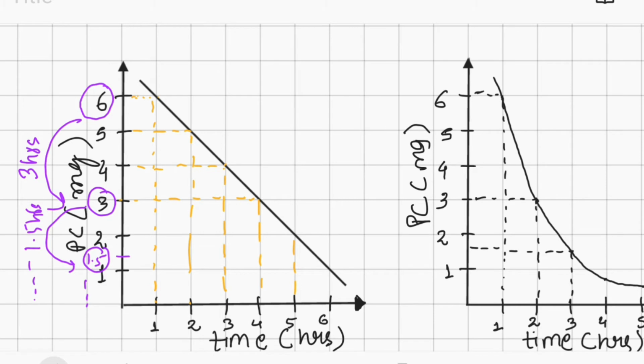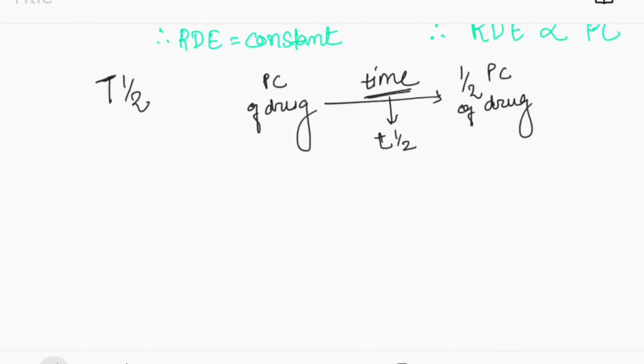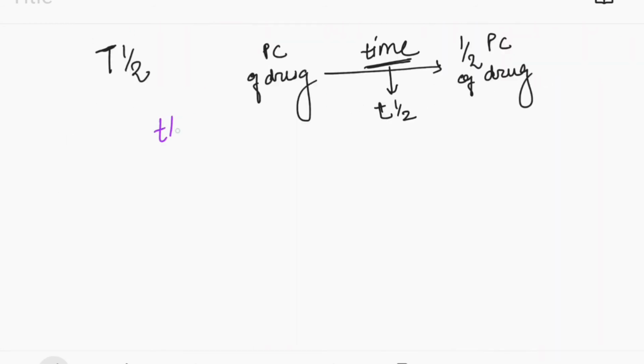Looking at the relationship between T-half and plasma concentration, when the plasma concentration is lower, T-half is also lower. And when the plasma concentration is higher, T-half is also higher. So, we can say that T-half in case of zero-order kinetics is directly proportional to plasma concentration of the drug.